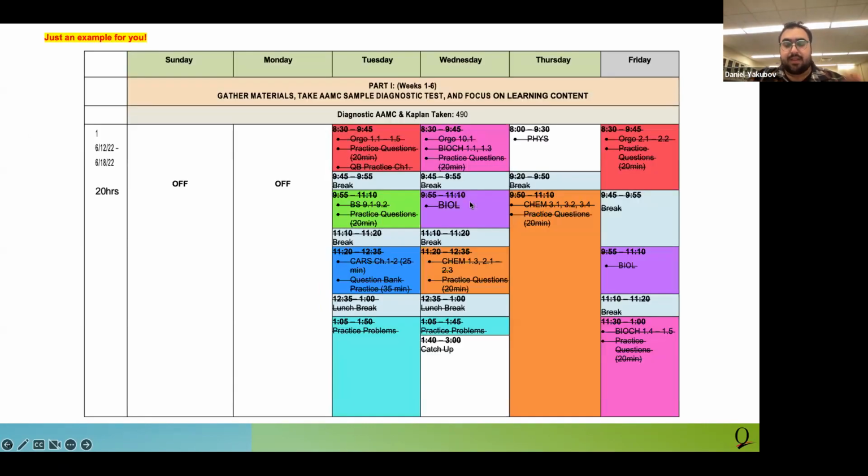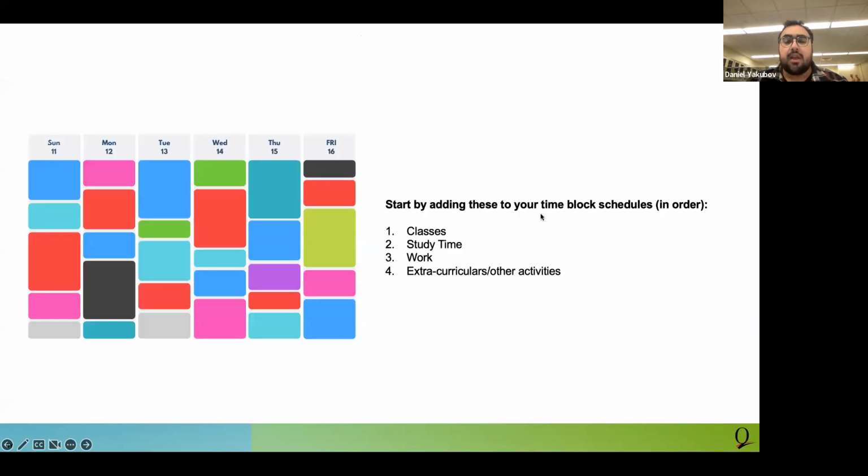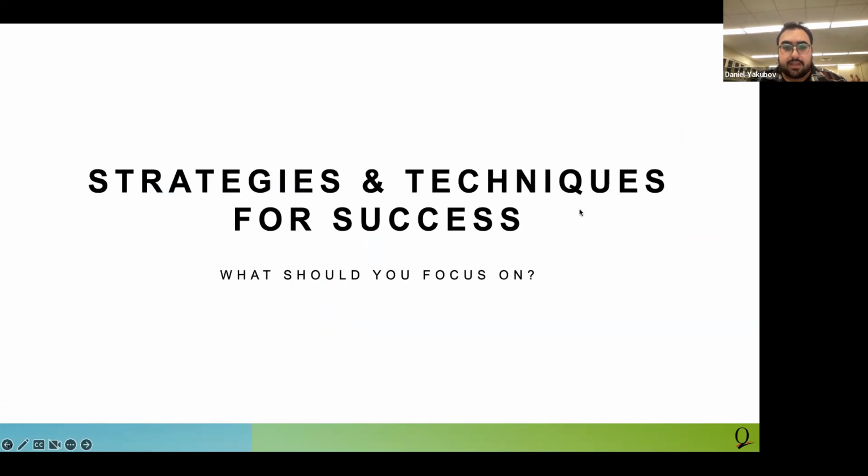So very important that you do this. If anyone wants a time blocking template on a Word document, you can shoot me an email or Alan an email and he'll forward it to me. And I will gladly give you a template for this as well. All right. This is my example from when I was doing the MCAT practice. Okay, so that's time blocks.